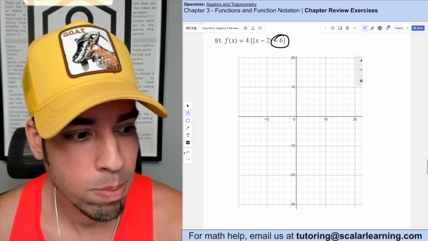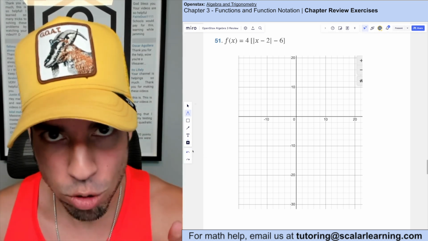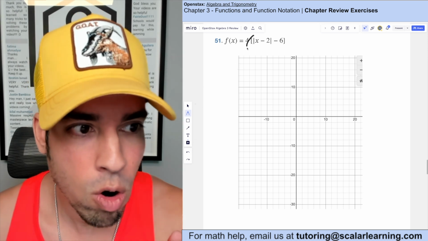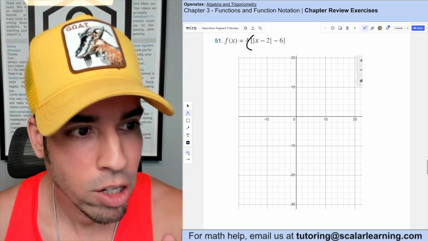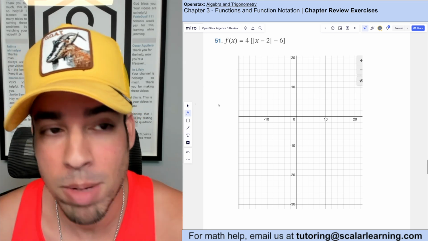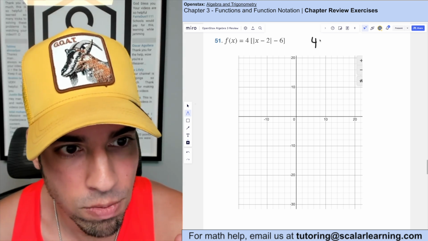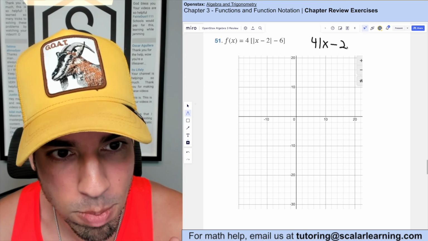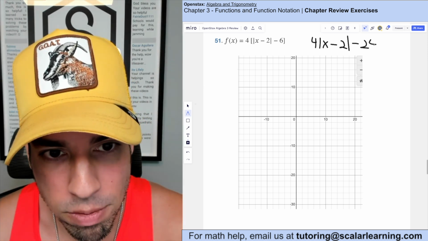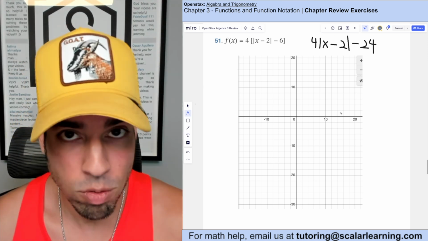Last but not least, we have this -6. So you might say, oh, that's a vertical shift down by 6. But it's all being multiplied by 4. So in actuality, it's a vertical shift down by -24. So I could rewrite this as follows. 4 times the absolute value of x minus 2 minus 24. So you already have a rough idea of the transformations being applied.